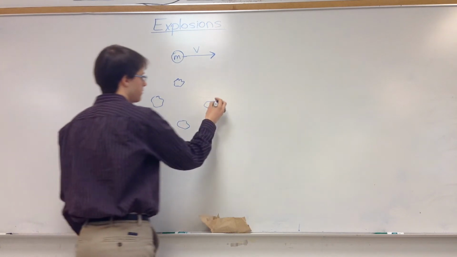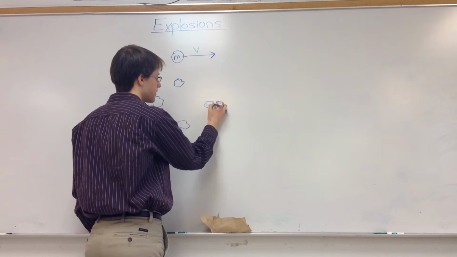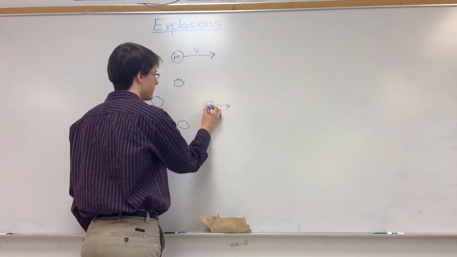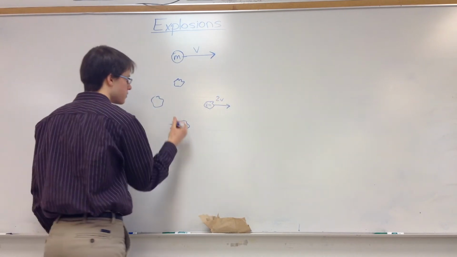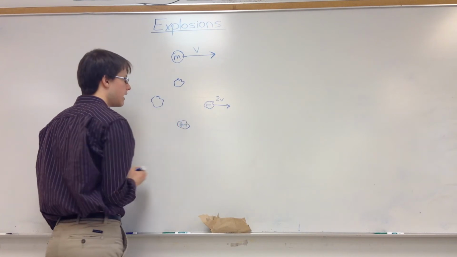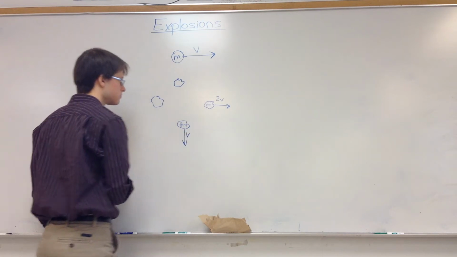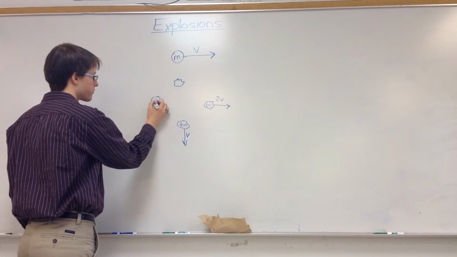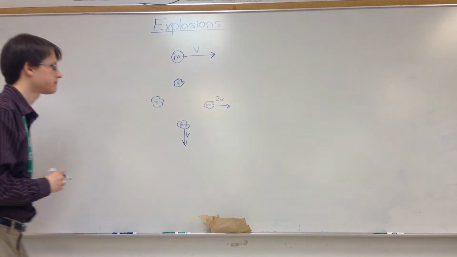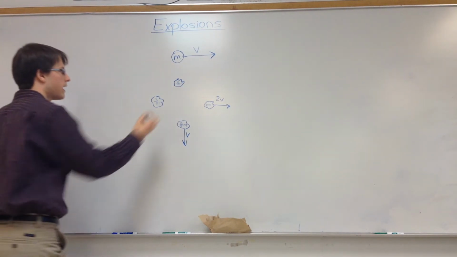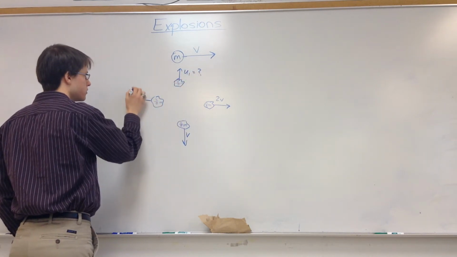Let's say I tell you that this piece has a mass of 1/8 little m, and it's moving to the right with a speed of 2v. Let's say this one has a mass of 2/8 m, and it's moving down with a speed of v. And then this one has a mass of 3/8 m, and this has a mass of 2/8 m. Okay? So I want to find what is u1 and what is u2.